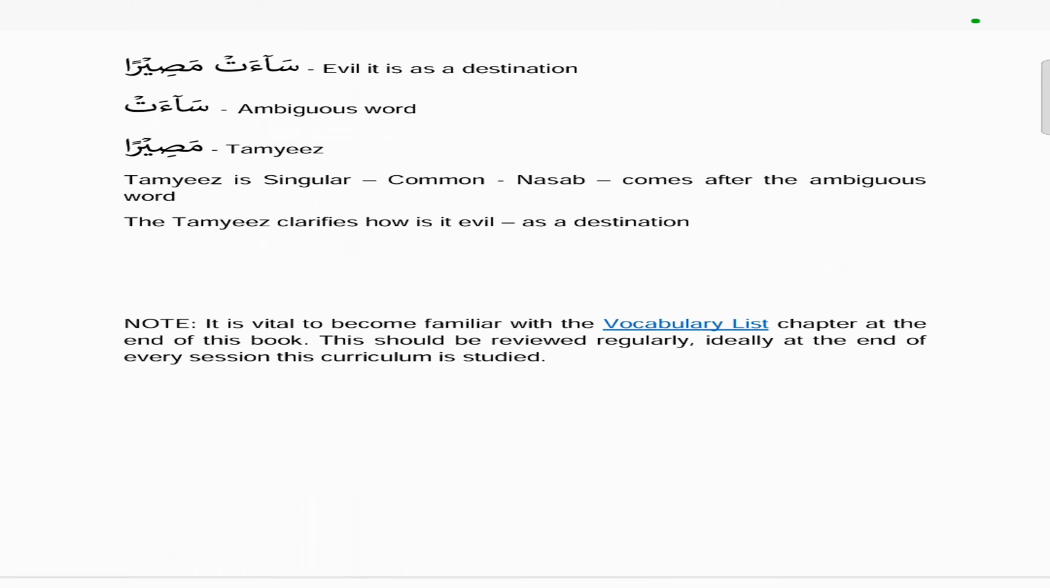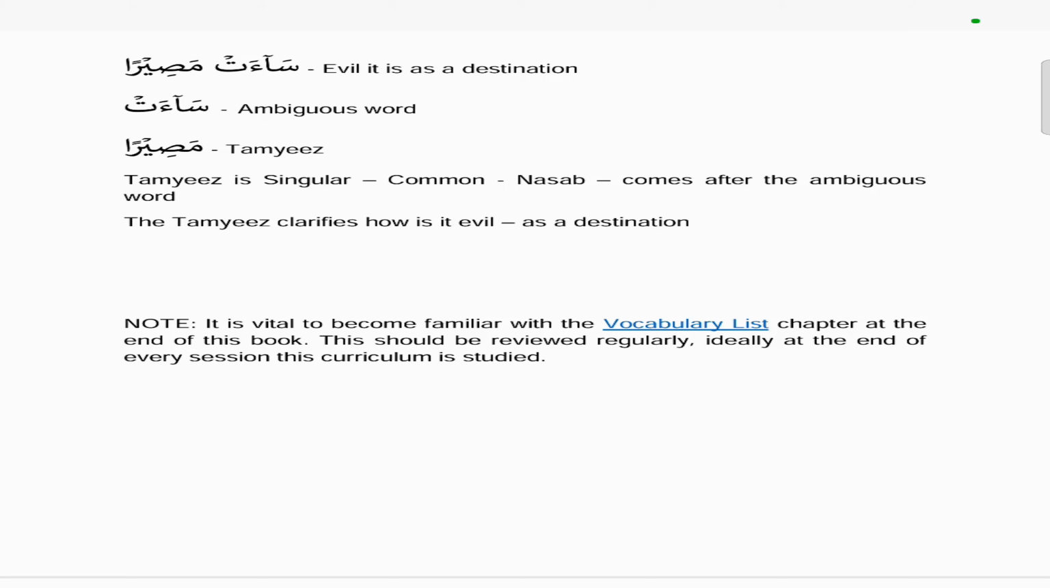Another example: sa'at masiran. This means evil it is as a destination. Sa'at is the ambiguous word, which means evil it is. The tamyiz is masiran. The tamyiz is singular, common, nasab, and it comes after the ambiguous word. The tamyiz clarifies how it is evil: as a destination.